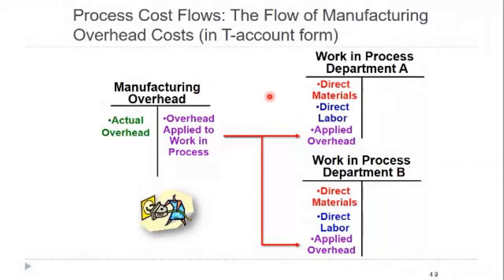The manufacturing overhead, the actual overhead paid is over here on the debit side. And when we apply our overhead using the POHR, predetermined overhead rate, to apportion the overhead to the processes, we credit it here and we debit each one of the processes.